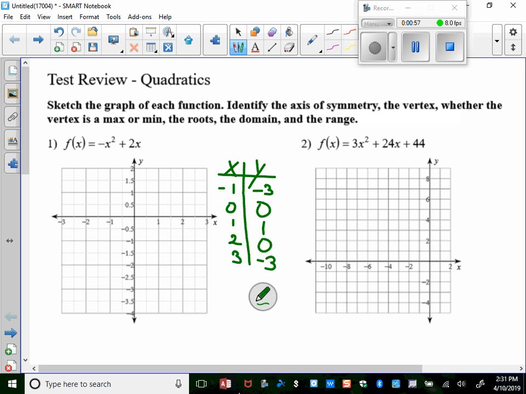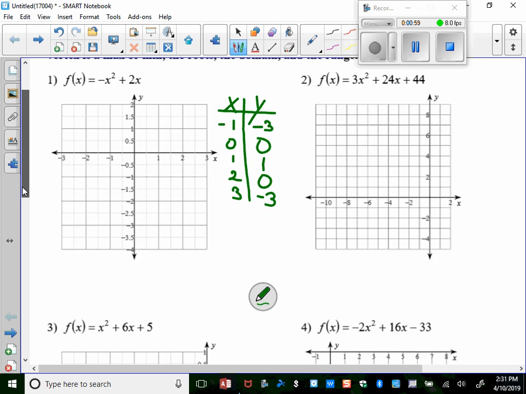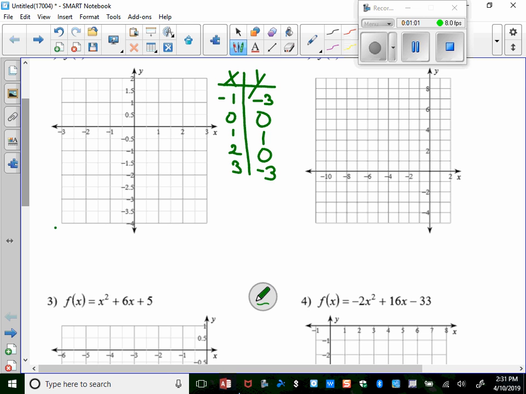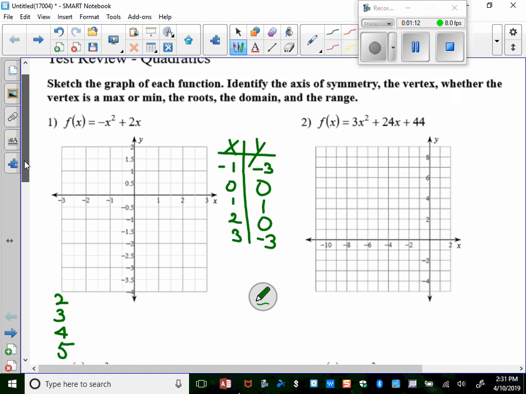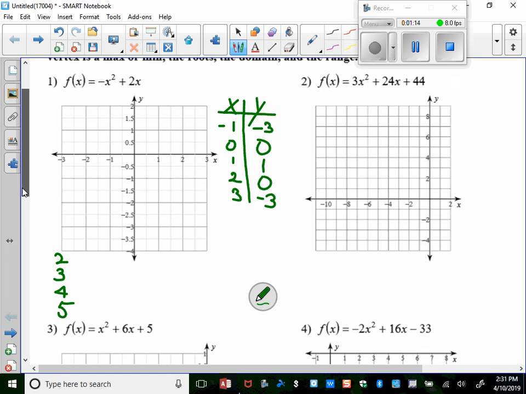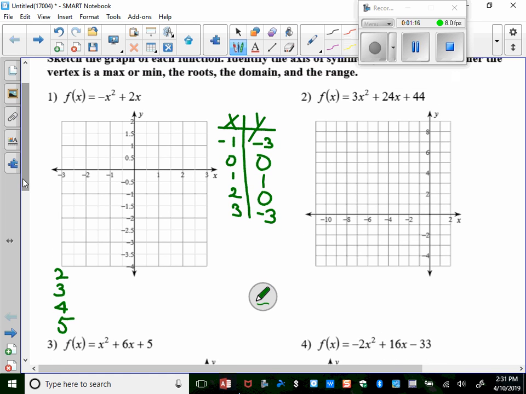And I'll have it numbered like I did on the quiz. You know how I had it on the quiz? 1, 2, 3, 4, 5. So it'll be numbered like that already for you, so you don't have to worry about doing that. All right, so after you graph it, that will be number 1. And then number 2 says identify the axis of symmetry.